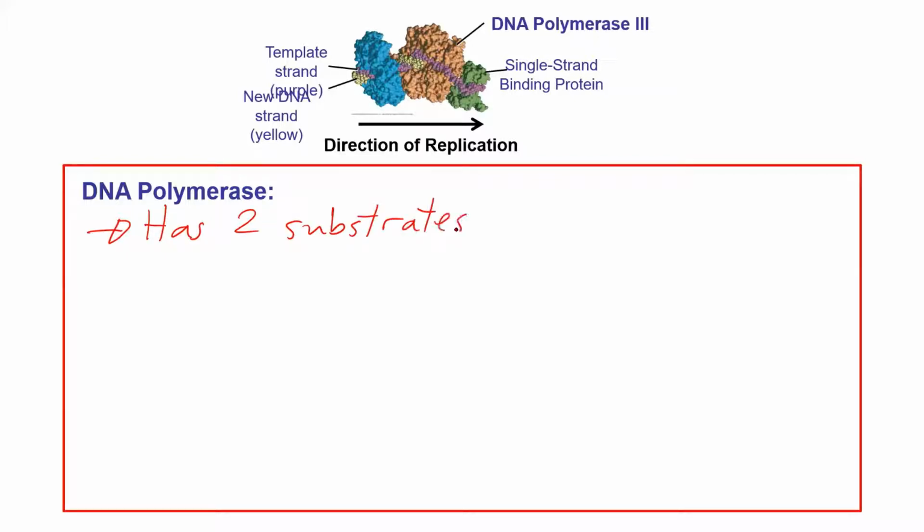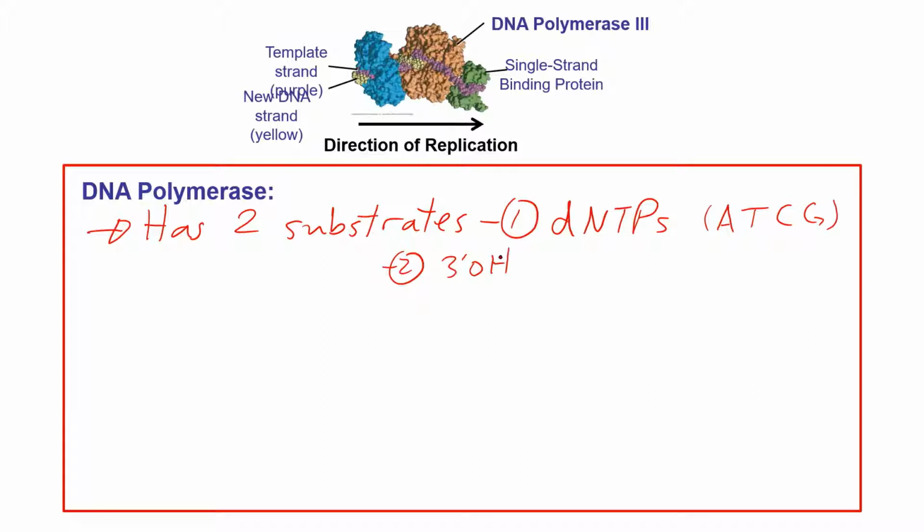Can you remember what they are? One was the dNTPs, the deoxynucleotide triphosphates. And of course, there's four of them. I'm not going to write it all out again, but A, T, C, and G, of course. And the other substrate is the 3' end of the growing strand.